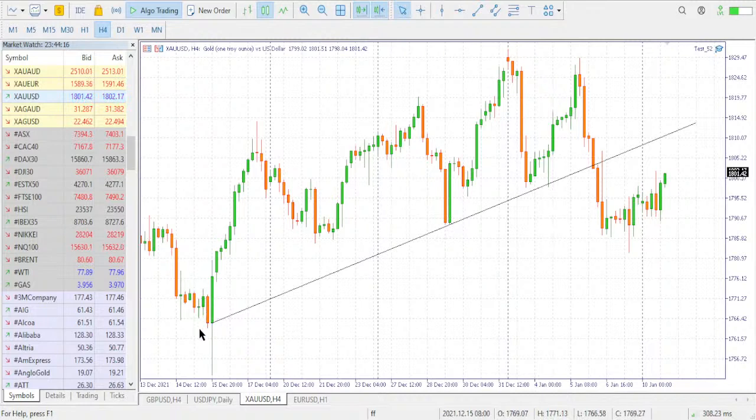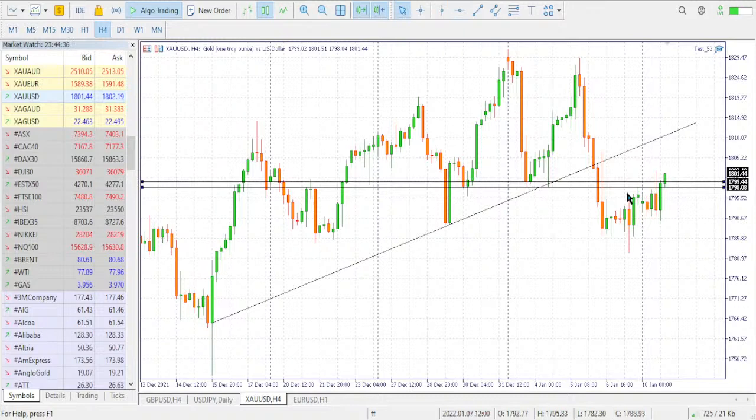We had a support here, we had a support here, we had a support here. There is a break below this point. The price can pull back up and touch this level. This here will act as the best place to look for a sell from. You can see that already the price is touching that level.